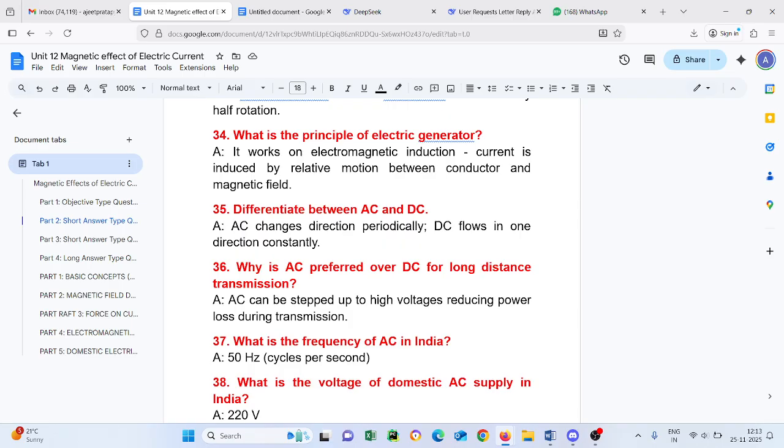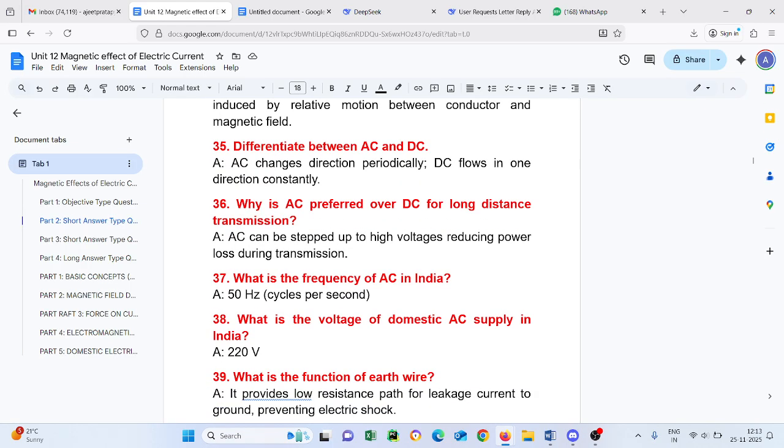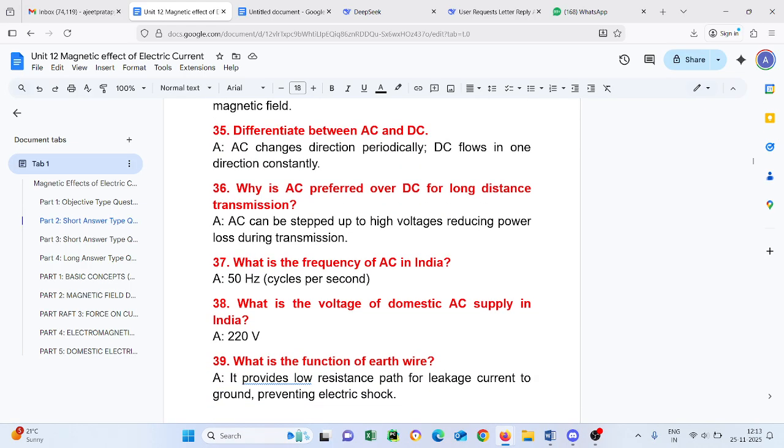What is the frequency of AC in India? 50 Hz, cycles per second.